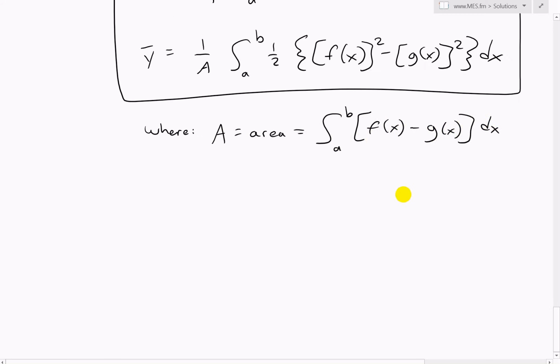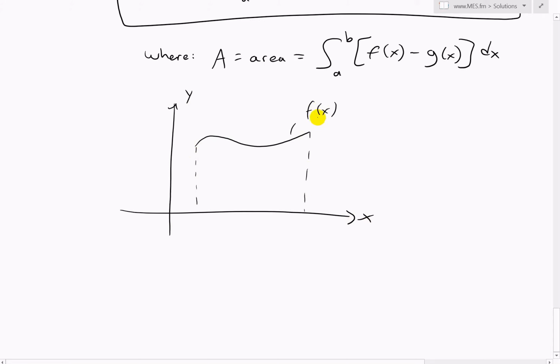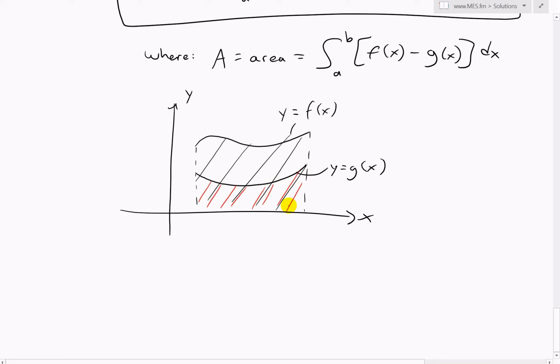You can look at this visually as well, simply to recap on areas. You can consider the full area of, let's say, y equals f of x, subtracted by the area underneath y equals g of x. I'll draw it this way to make it more visible. What you end up getting is the area in between them, because you're subtracting two areas.